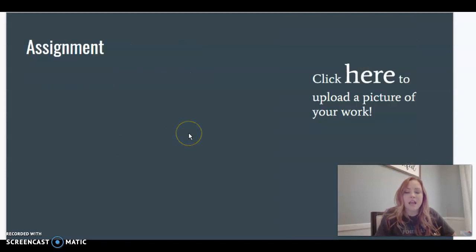For your assignment today, you're going to do the same thing you have been doing. Take a picture or draw a picture of your shadow, of what it looks like when you're outside. But you're going to do it towards the end of the day, around 6 or 7 p.m.